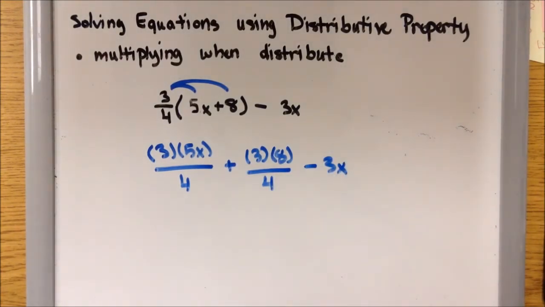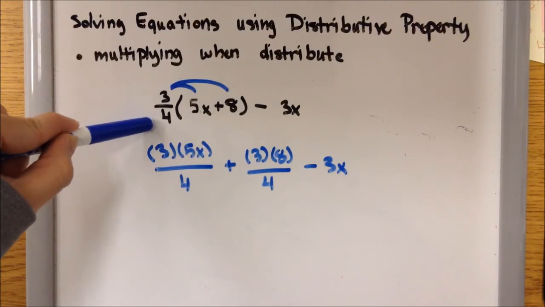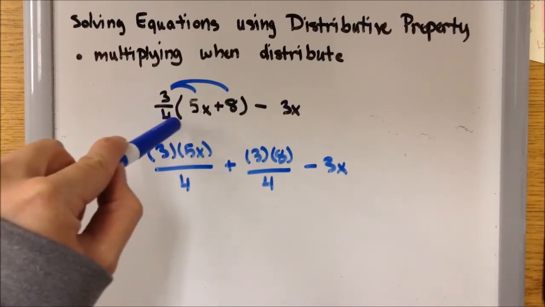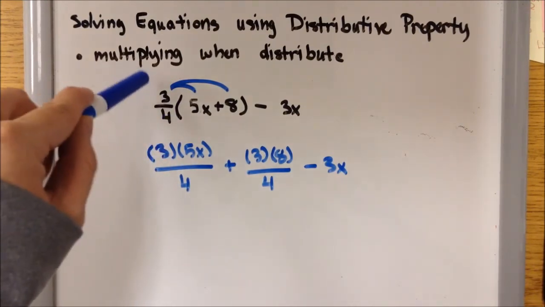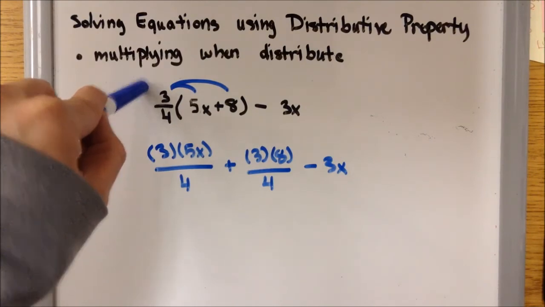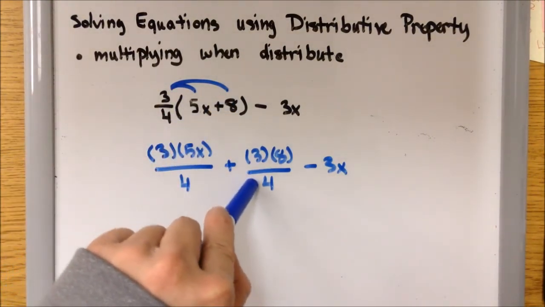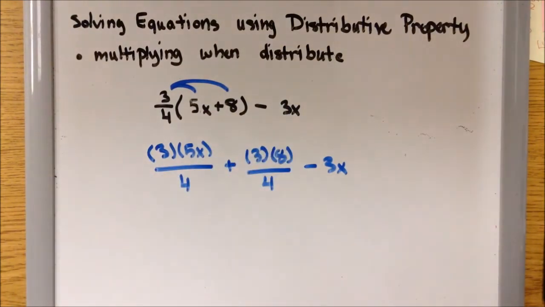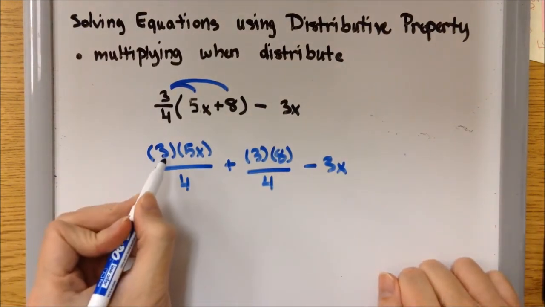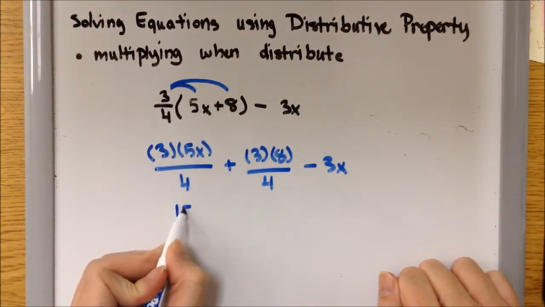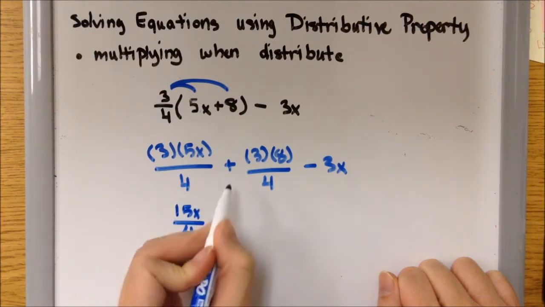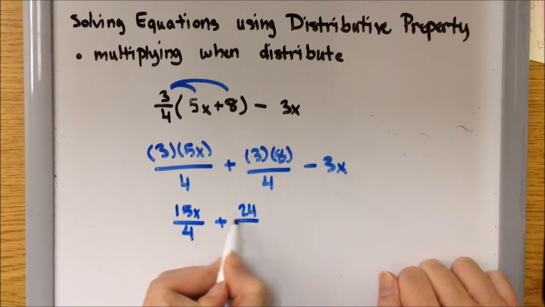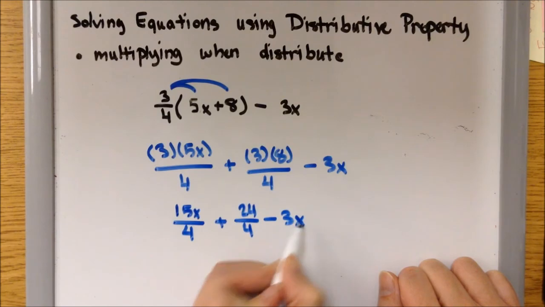Alright, so again, when I distributed 3/4, all I did was multiply to the numerator. So the 3 and the 5x multiply, and we still have the 4 as the denominator. And then the 3 multiplied with the 8, and it's still over the denominator. And I didn't do anything to the minus 3x because it was outside the parenthesis. So let's simplify the top. 3 times 5x is going to be 15x over 4 plus 3 times 8 would be 24 over 4 minus 3x.